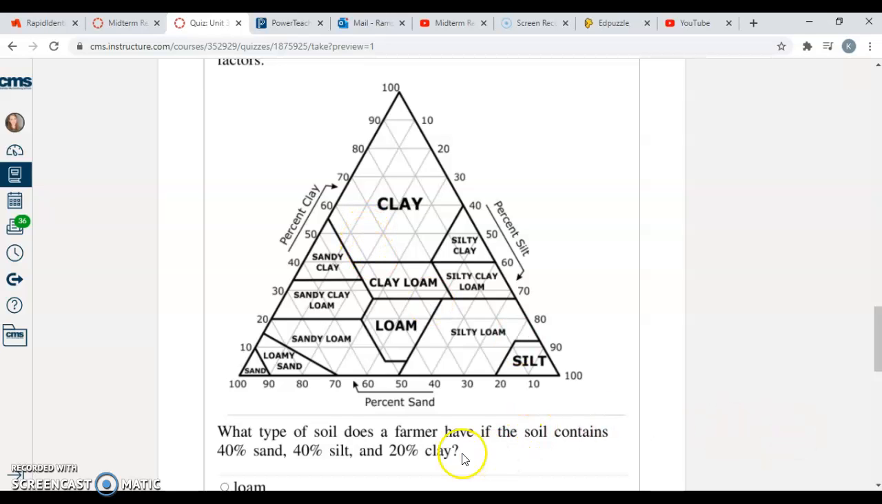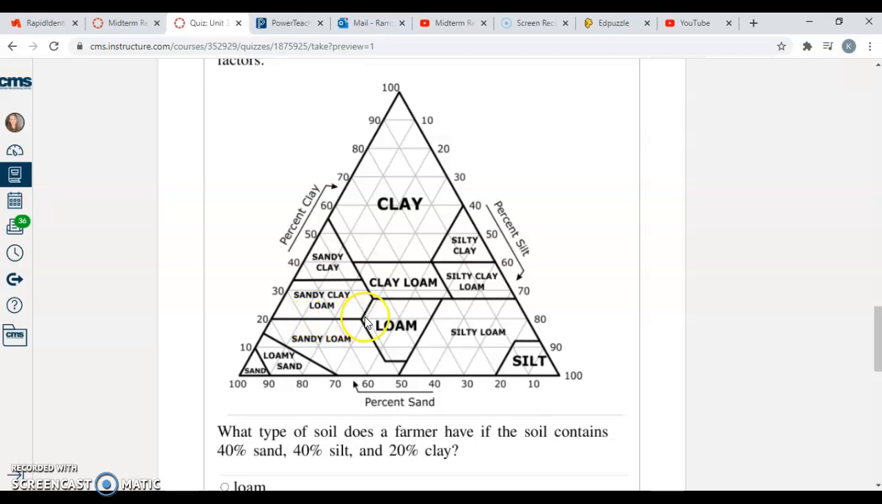So we've got 20% clay. Let's start with clay. I always like to start with clay. So we've got 20% clay. So I'm going to put my cursor on my 20 mark, and I'm going to follow the line over. Okay, I'm just going to make a mental note. You can also do this in Google Slides if you need to visualize, but I'm just going to make a mental note here.